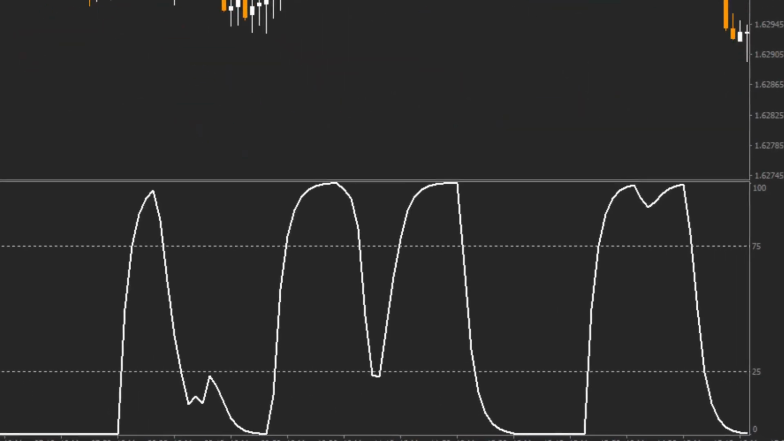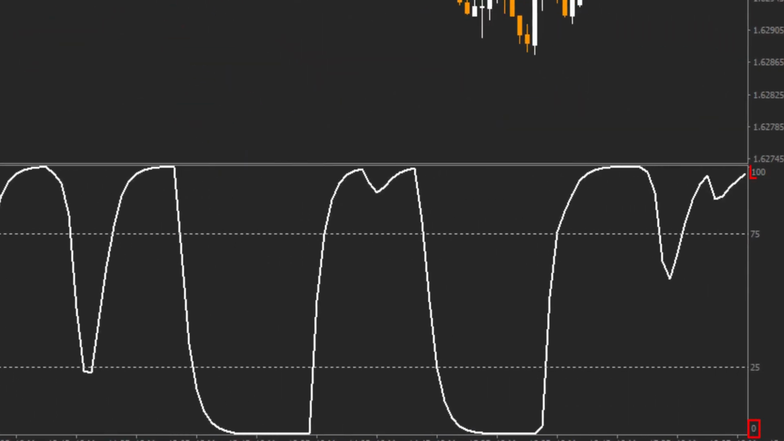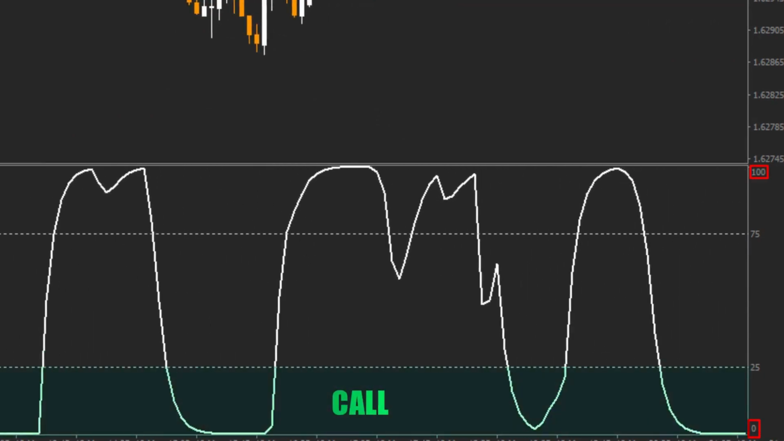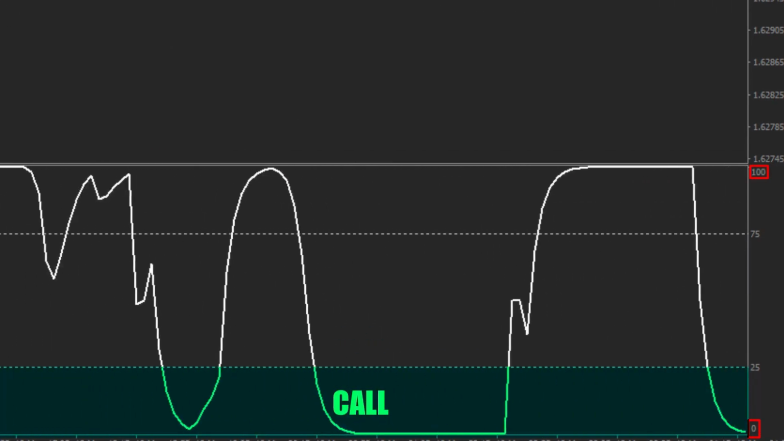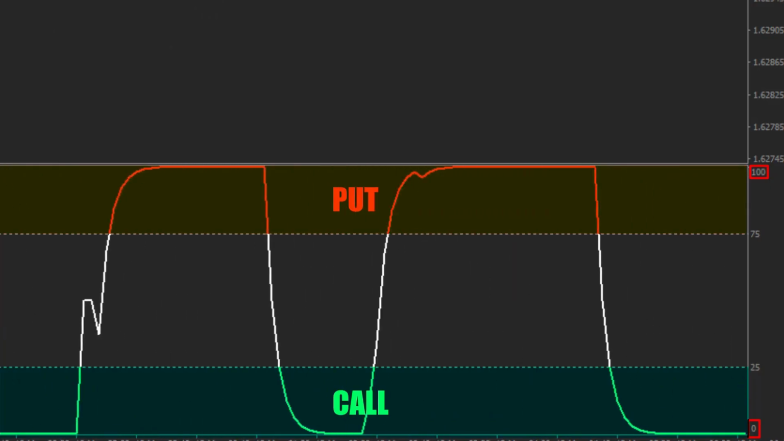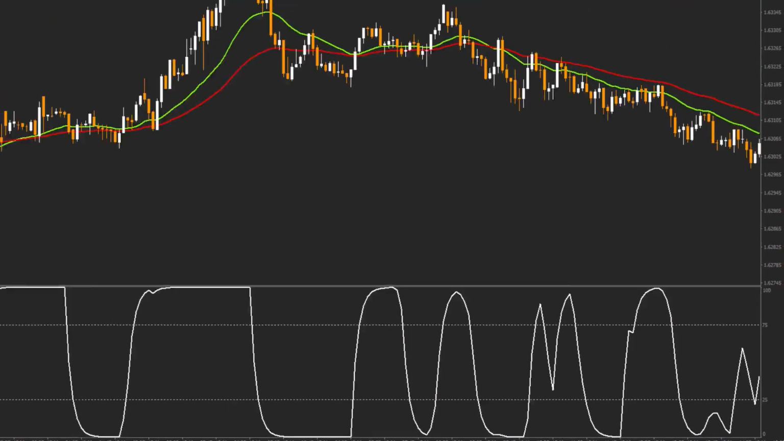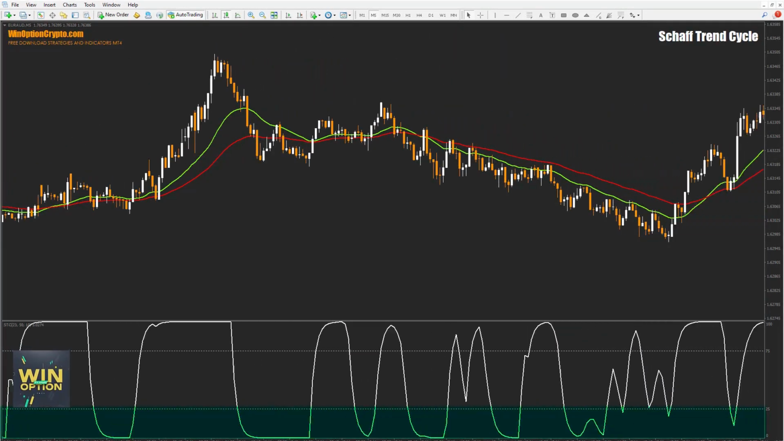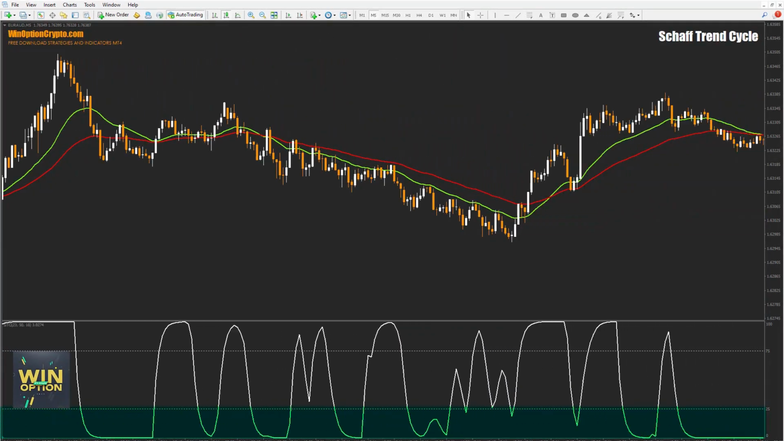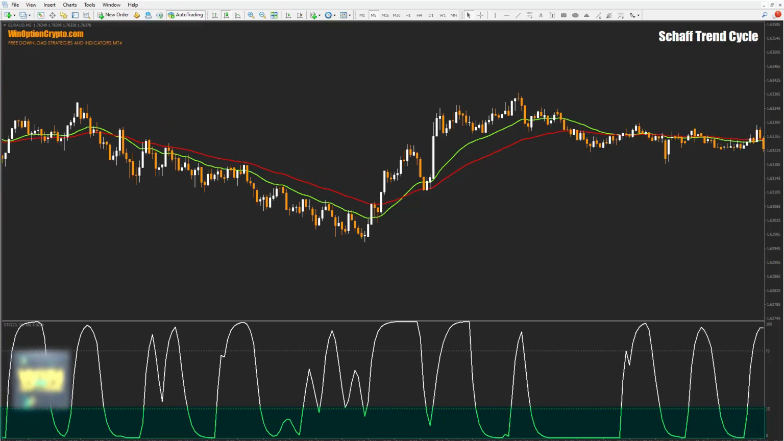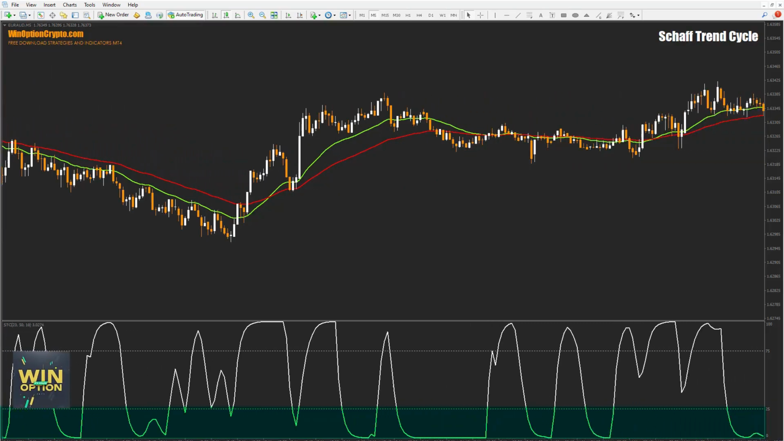The Schaff Trend Cycle ranges from 0 to 100, with the level of 25 considered the threshold for call option buying zones and 75 for put option buying zones. The default settings are 23, 50, and 10. While the basement oscillator value is below 25, sales dominate the market. As soon as it exceeds this mark, it is worth thinking about reversing the trend and buying call options.